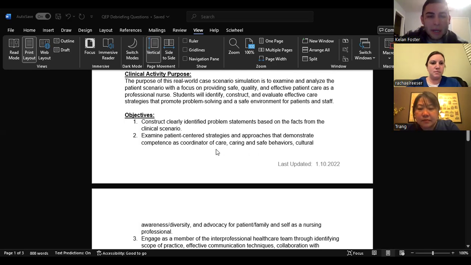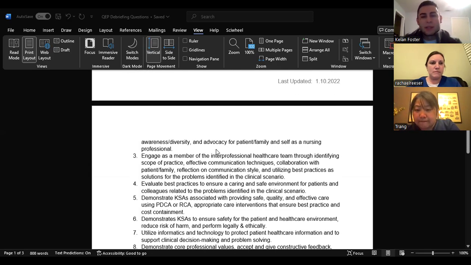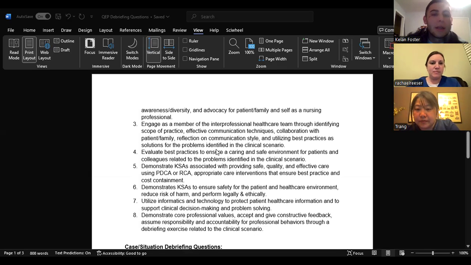Objectives. One: Construct clearly identified problem statements based on the facts from the clinical scenario. Two: Examine patient-centered strategies and approaches that demonstrate competence as coordinator of care, caring and safe behaviors, cultural awareness and diversity, and advocacy for patient, family, and self as a nursing professional. Three: Engage as a member of the interprofessional healthcare team through identifying scope of practice, effective communication techniques, collaboration with patient and family, reflecting on communication style, and utilizing best practices as solutions for the problems identified in the clinical scenario.